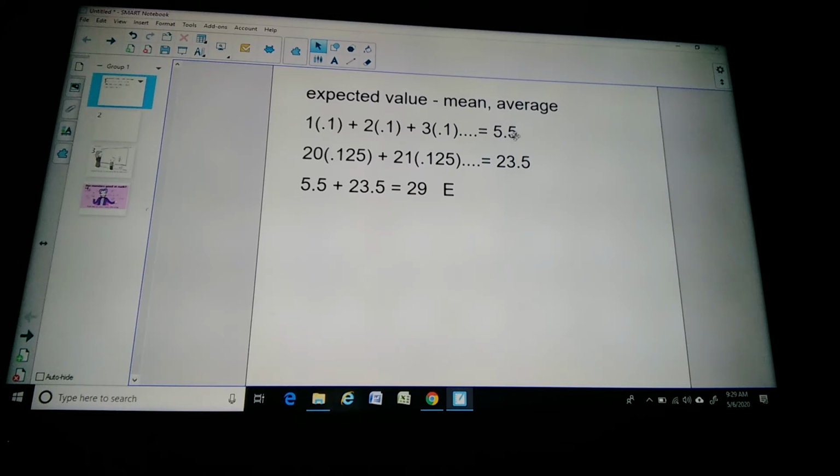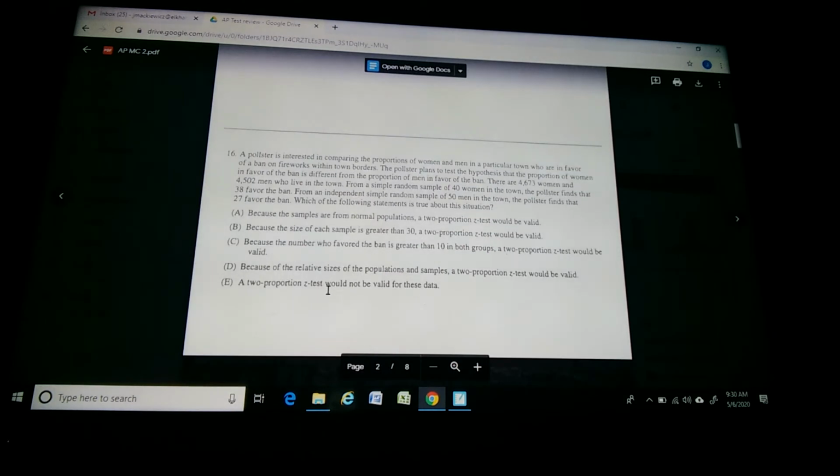And that makes sense, hopefully. I believe there are 8 tags, 20 through 27. So the probability of picking any number is 1 out of 8, or 12.5%. So we do the same thing, 20 times 0.125 plus 21 times 0.125, all the way up, and the average is 23.5. We add these two together, and we get 29, which is E. Moving right along, 16.